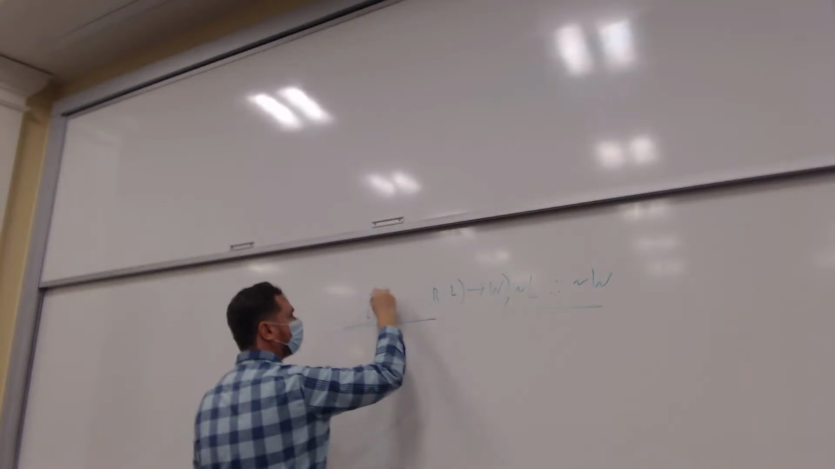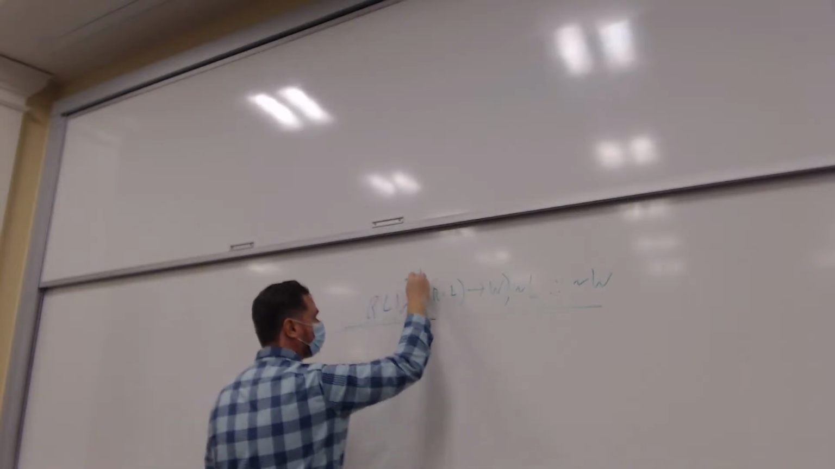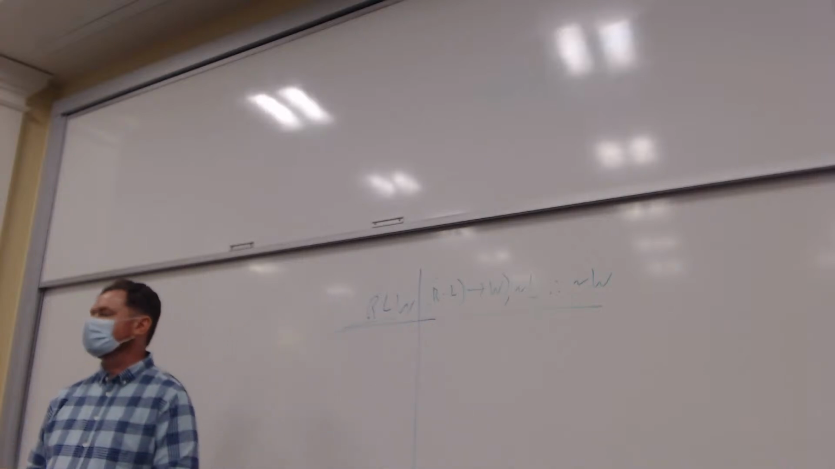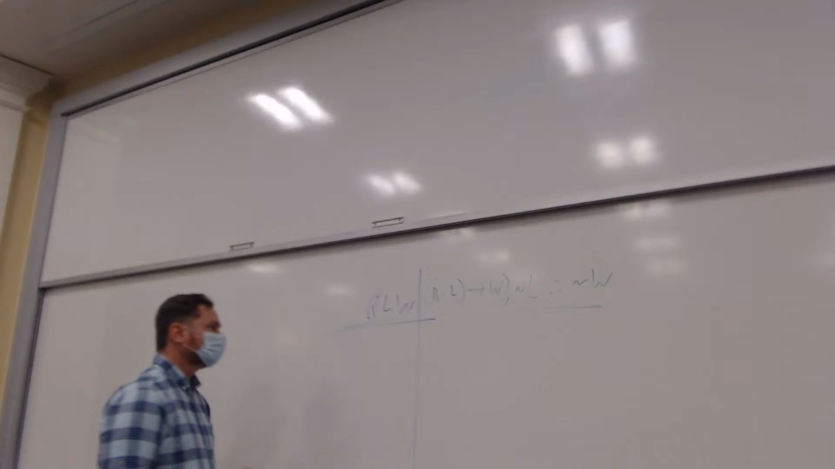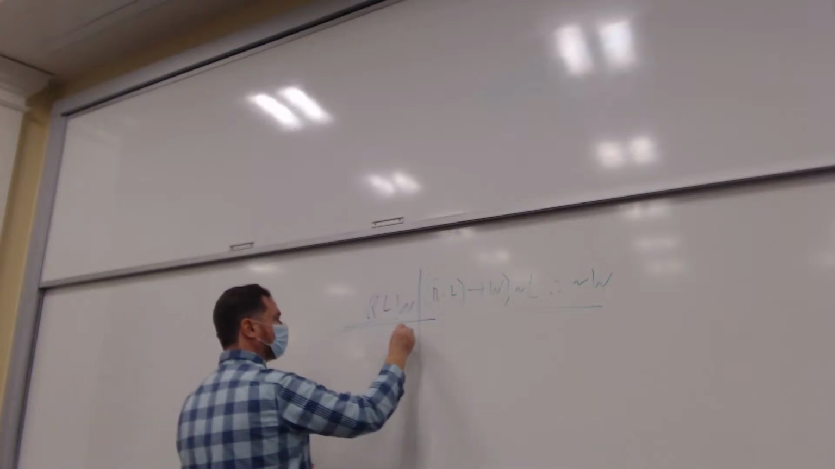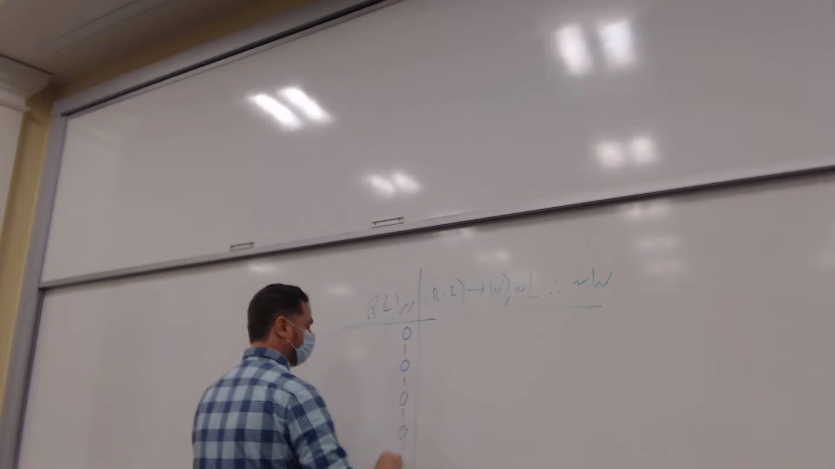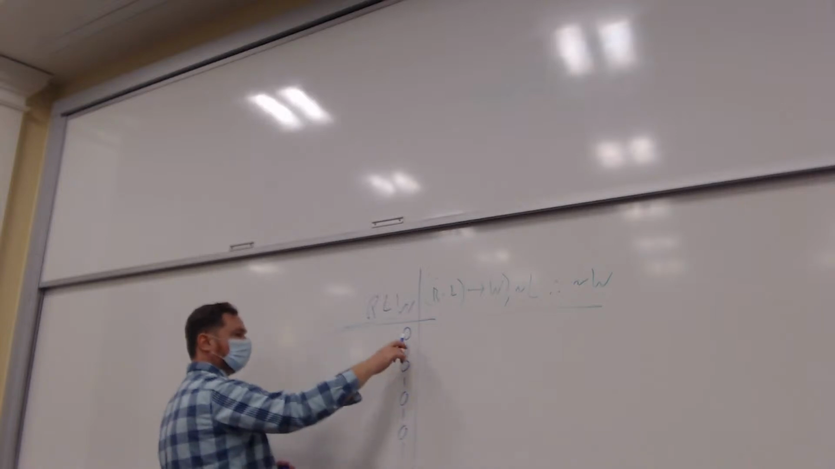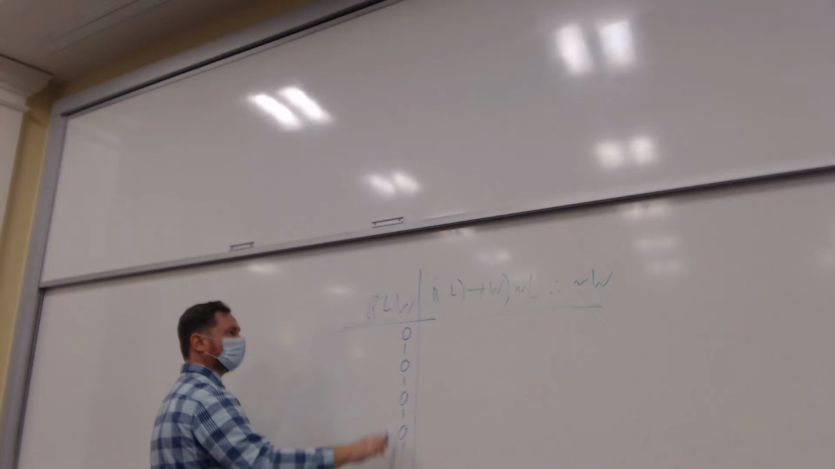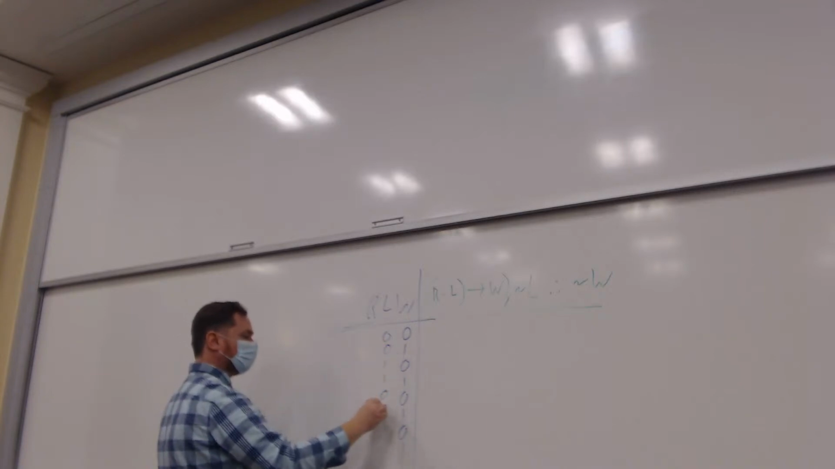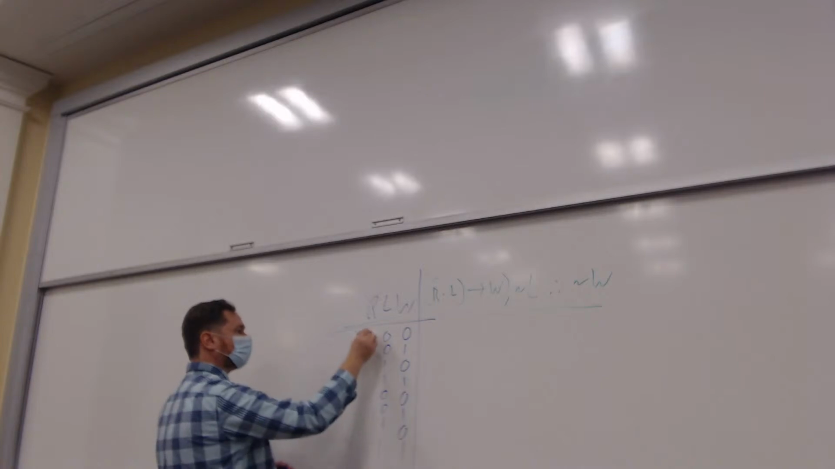So we have R, L, and W. How many rows are we going to need? We're going to need 8. 2 times 2 times 2. So we start by alternating the truth values on the innermost variable, 0, 1, 0, 1, 0, 1, 0, 1. Then we'll double up, double 0, double 1, double 0, double 1. And then we'll do 4s.